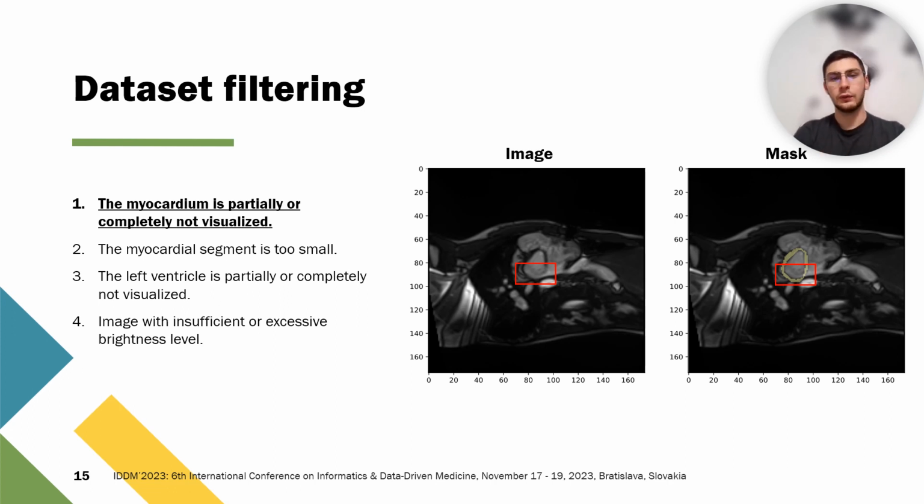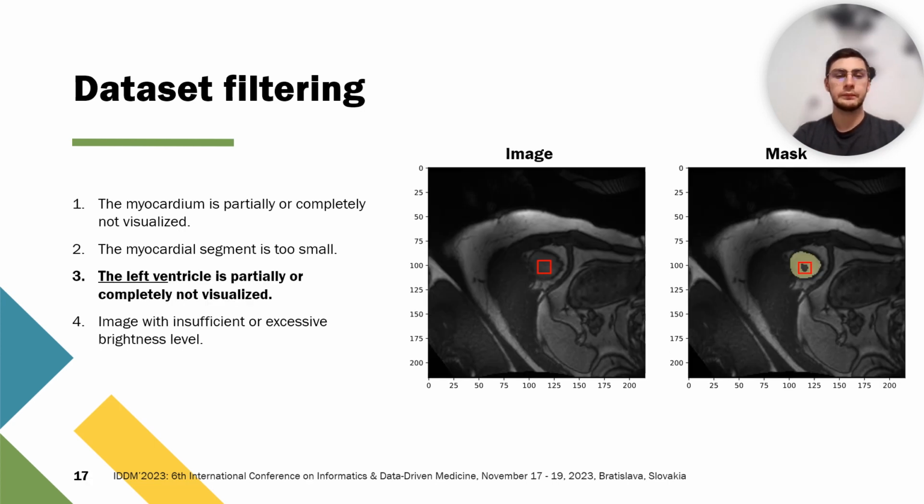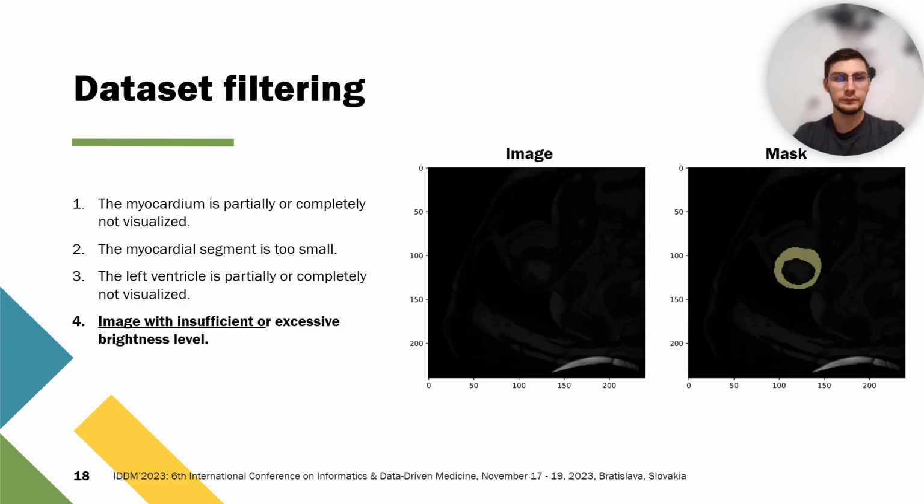The first reason to remove an image from the dataset is a partially or completely not visualized myocardium. The second reason is a too small myocardium segment. The third reason is a partially or completely not visualized left ventricle. And the last reason to remove an image is a too low or too high brightness level. That's all about the dataset. Let's now talk about results.